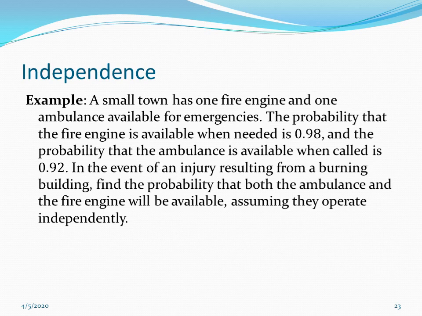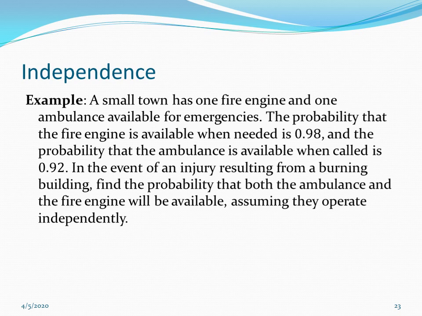Here is one more example. We have a small town that has 1 fire engine and 1 ambulance available for emergencies. The probability that the fire engine is available when needed is 0.98. The probability that the ambulance is available when called is 0.92. In the event of an injury resulting from a burning building, you need both the ambulance and the fire engine. We want to know the probability that both will be available. Here we will assume that they operate independently.